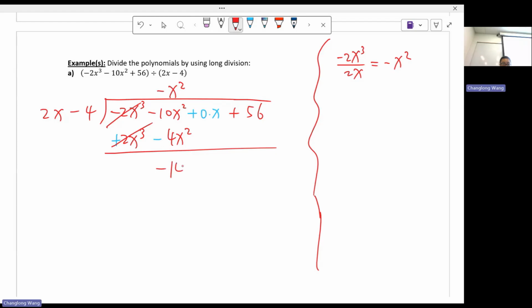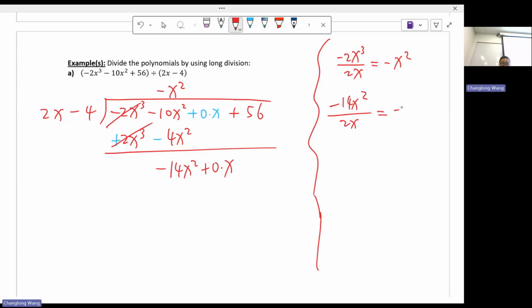All right, so you have negative 14x squared, right? If you add them up, then you're going to bring down one more term and start over. But you get your new dividend, and you still take the leading term of the new dividend and divide it by the leading term of the divisor.